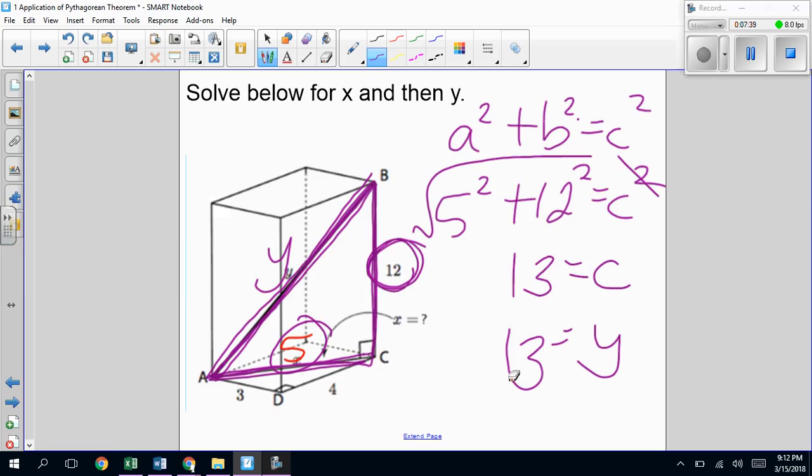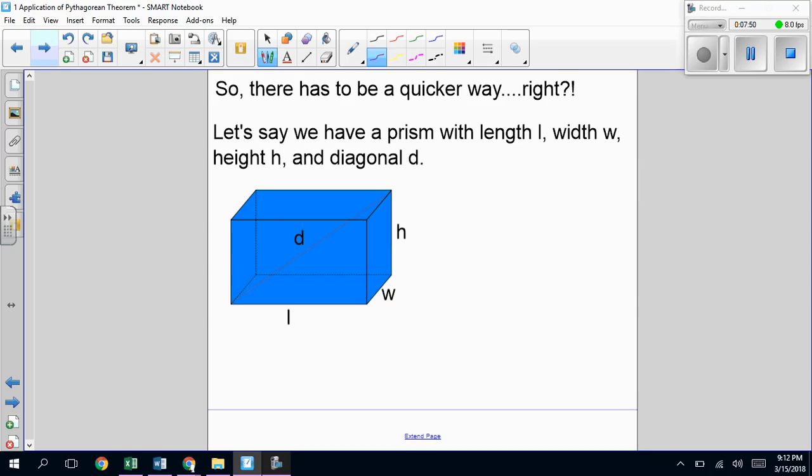But again, notice how we had to do the Pythagorean theorem twice in order to calculate that value. That's a lot of work, right? So there has to be a quicker way. Let's say we have a prism with length L, width W, height H, and diagonal D. Go ahead and fill this in your notes. Again, I encourage you to pause the video and see if you can mimic what we just did with variables only, and derive what the formula for the diagonal is here.